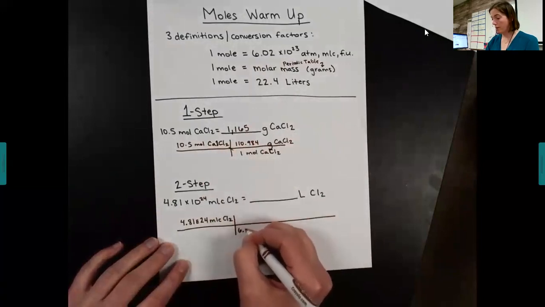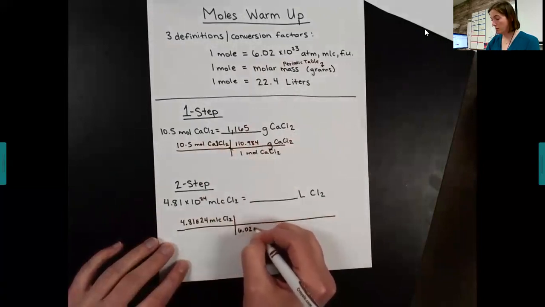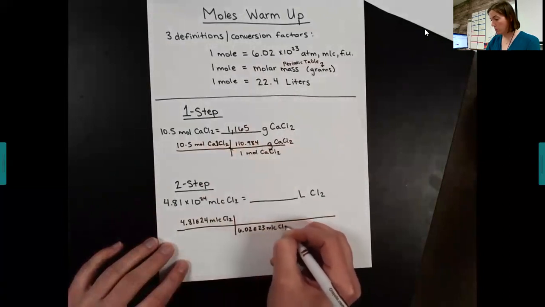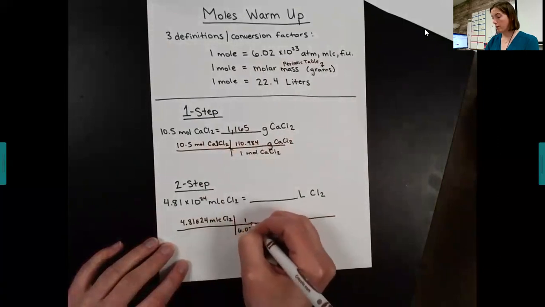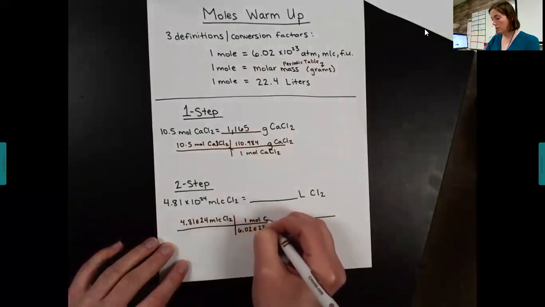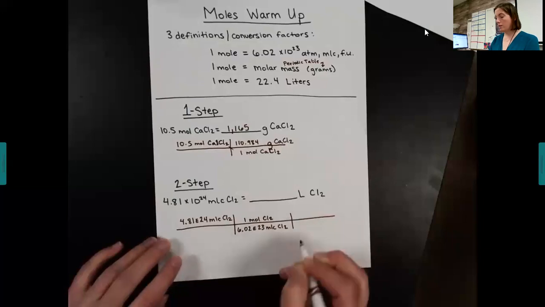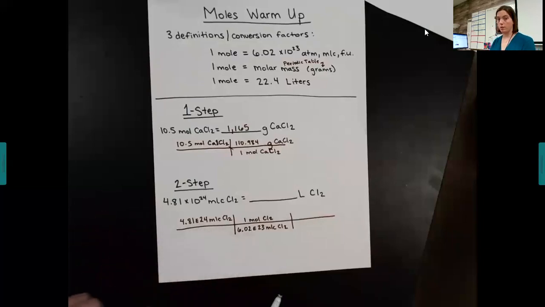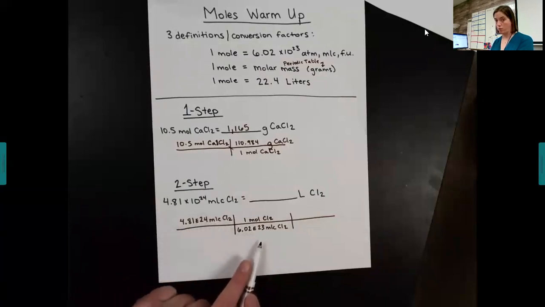So here I'm going to have Avogadro's number, 6.02 E23 molecules of chlorine gas for every 1 mole of chlorine gas. Okay, so the first step with the two-step problem is convert it to moles. So you take what you're given, convert it to moles.